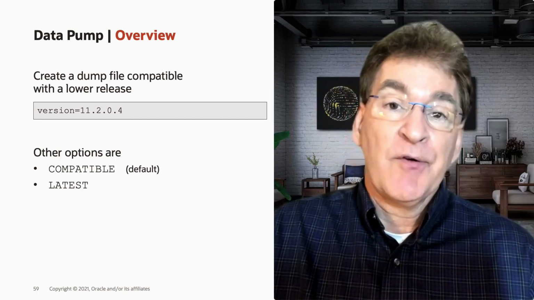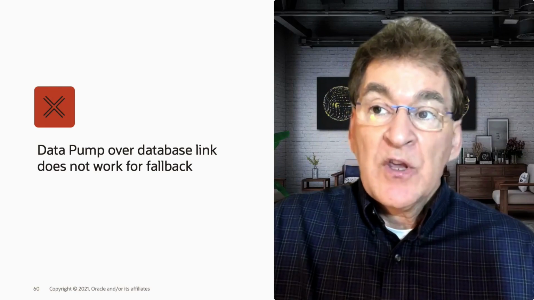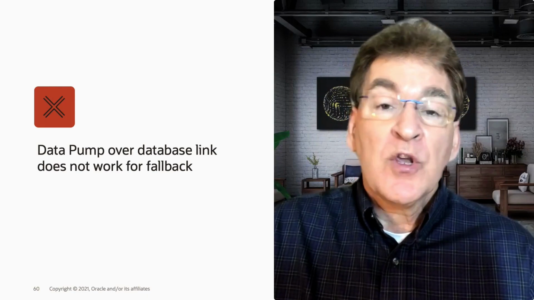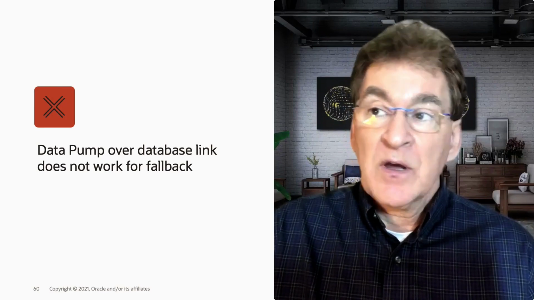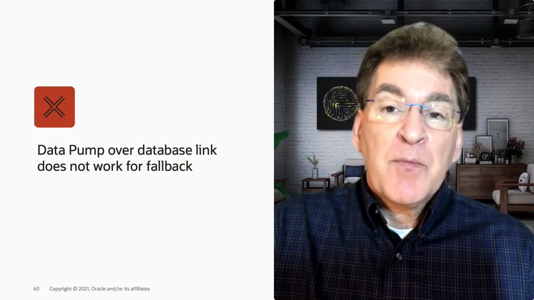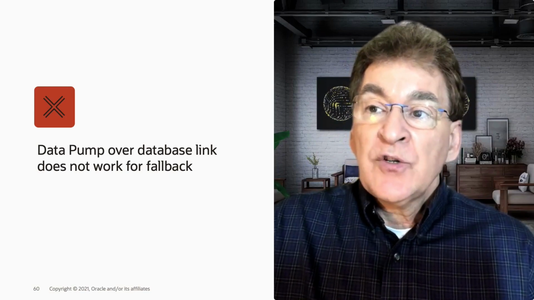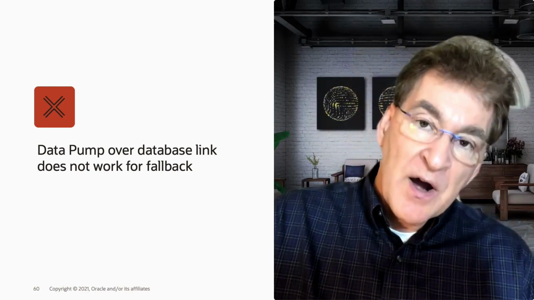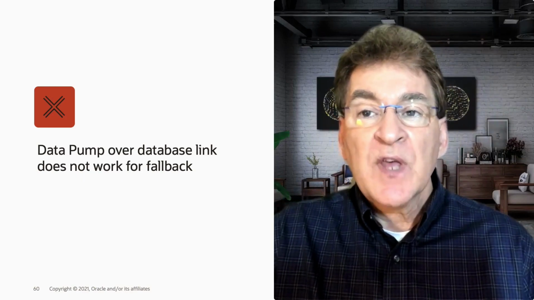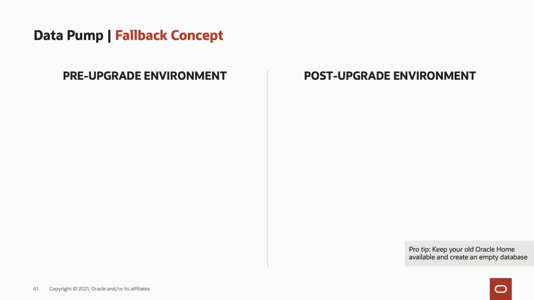When you're importing into a lower release, you can't specify network mode using the parameter network link and import directly over a database link. Data Pump only supports network mode imports to the same or to a higher release. So this means that when you downgrade, you must export to a dump file and then import from a dump file.